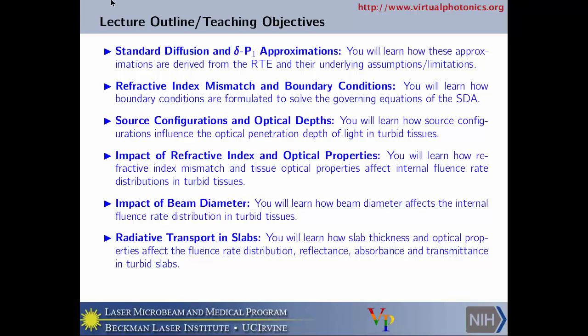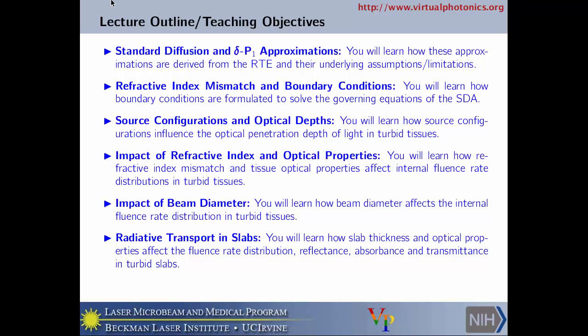And we're going to examine that using various different source configurations. And while we can look at a lot of spatial distributions of light, of fluence rate within tissues, ultimately the details of these profiles can be overwhelming, and it is helpful to have metrics that characterize the penetration depth of light in tissue and understand how well or how poorly these approximations do in approximating those depths.